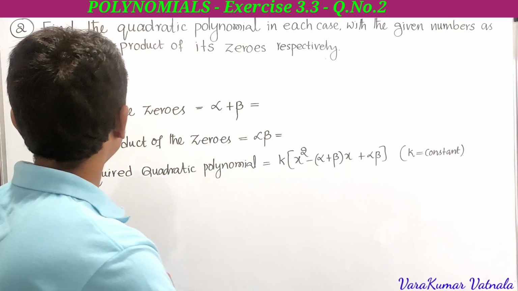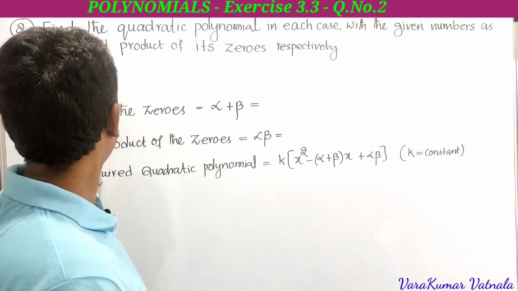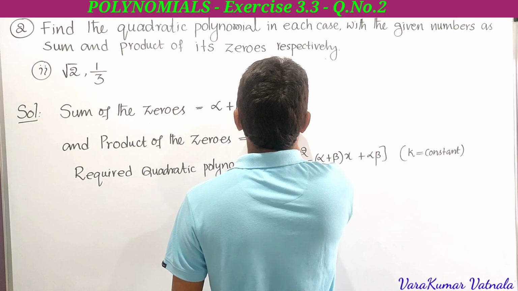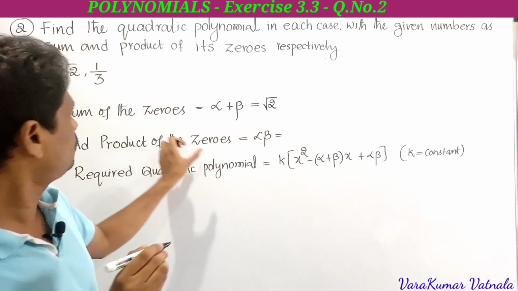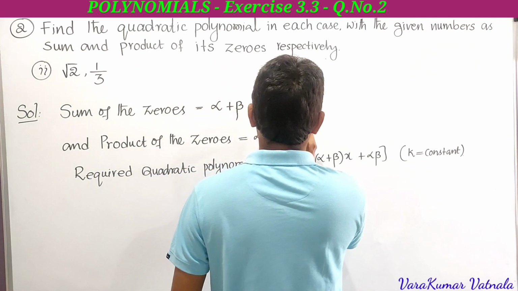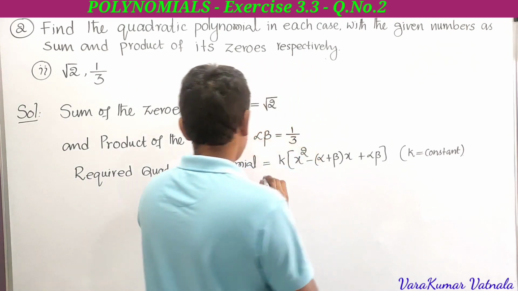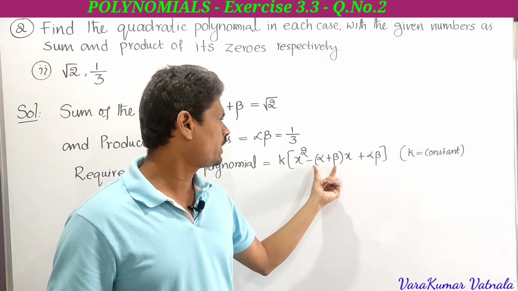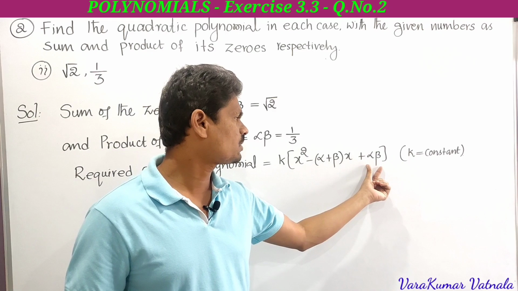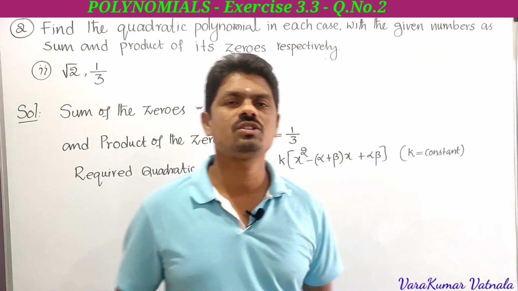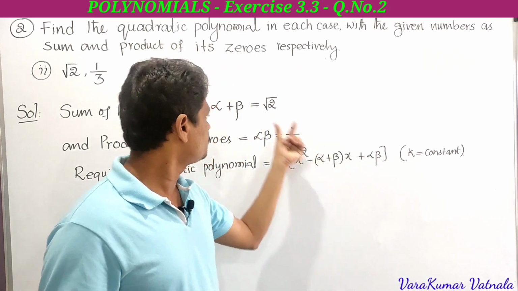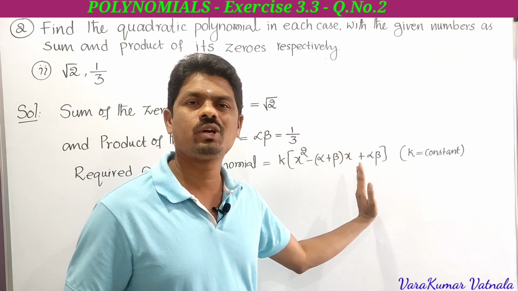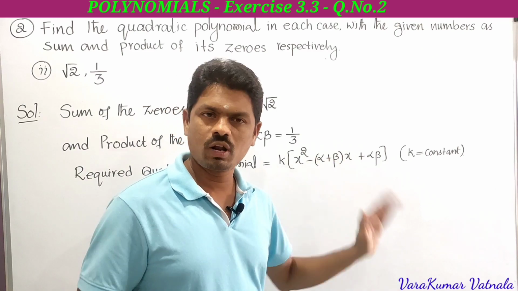See here, the sum of the zeros alpha plus beta is equal to root 2, and the product of the zeros alpha into beta is 1 by 3. So the required quadratic polynomial is equal to k into x square minus alpha plus beta into x plus alpha into beta, where k is constant. We have alpha plus beta is root 2, alpha into beta is 1 by 3. Simply substitute in the formula to get the quadratic polynomial. So now I am substituting.